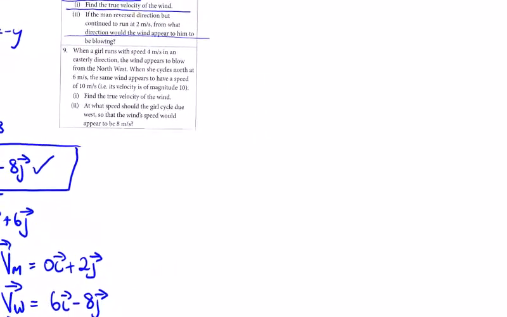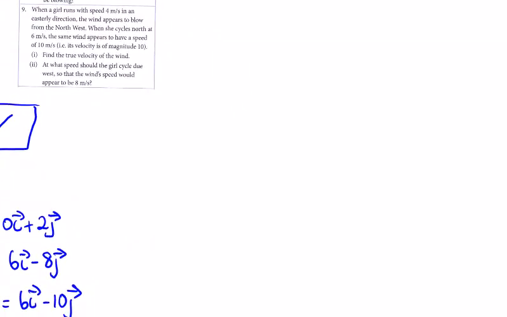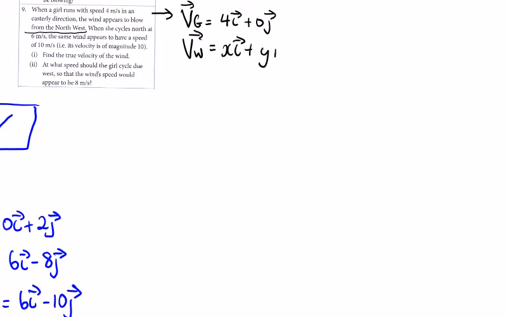Okay, what have we got now with question 9? A girl runs with a speed of 4 meters per second in an easterly direction. So the velocity of the girl is 4i plus 0j. We have the wind appears to blow from the northwest. So the velocity of the wind is xi plus yj, and the velocity of the wind relative to the girl is x minus 4 in the I direction plus y minus 0, y, in the j direction.